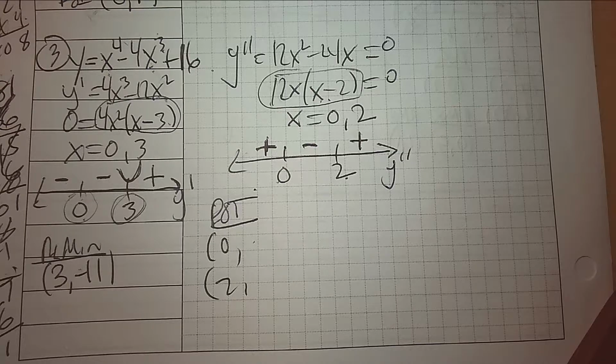To find the y value, you go back to the function. So we have the function, the first derivative, and the second derivative. To find the y value of a point, you go back to the function. We're going to try to avoid saying things like "go back to the original."